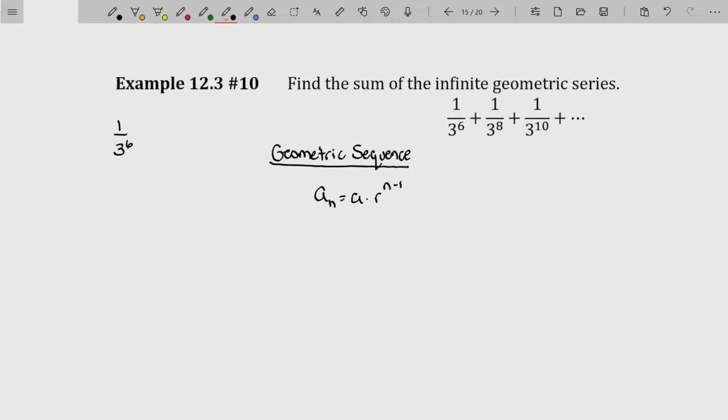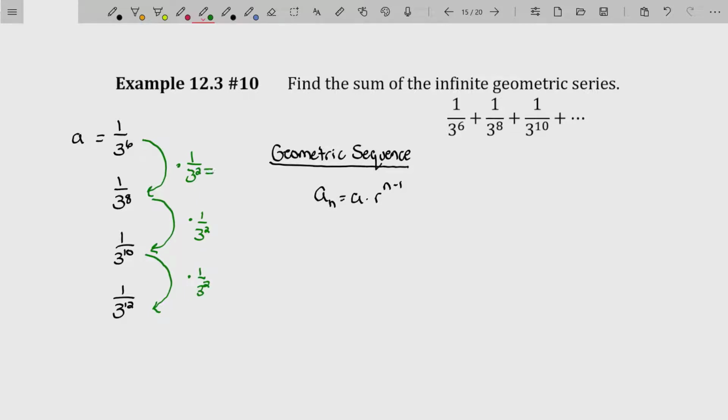Remember, a is the very first term of your sequence, and they've given us our sequence. It's 1 over 3 to the 6th. Next term would be 1 over 3 to the 8th. The next term would be 1 over 3 to the 10th. Obviously, the next term would be 1 over 3 to the 12th, and so on. So we know our very first term is going to be a. But then we need the common ratio. What do I multiply by to get the next term in line? Well, I'm multiplying by 1 over 3 squared, or basically 1/9. And it is true, I'm just adding 2 powers of 3 every single time to the denominator. So that's what our common ratio is going to be.